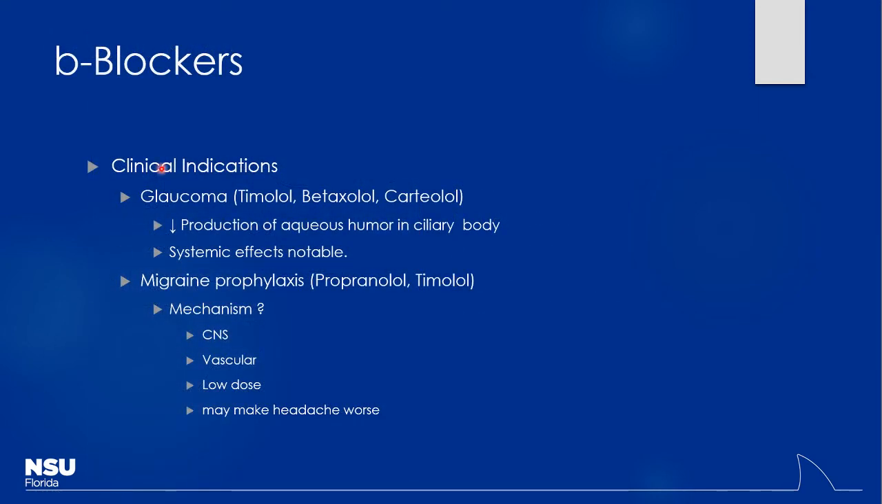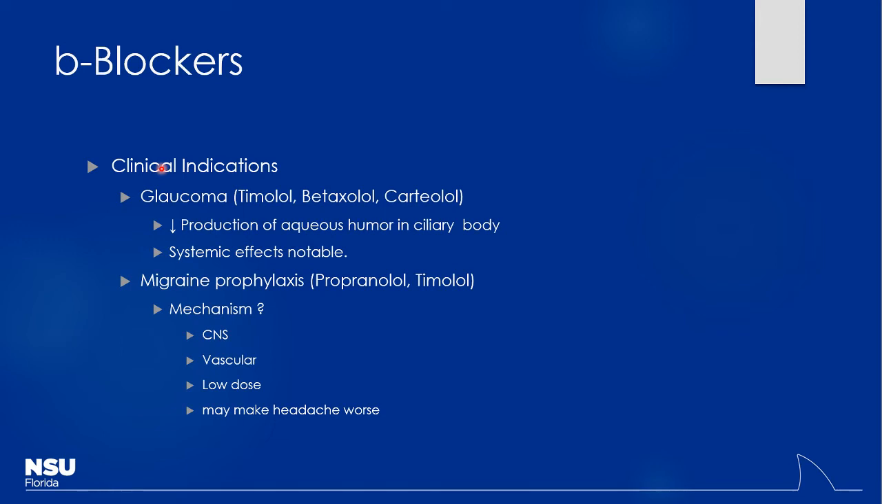Other indications, we talked about glaucoma already. It helps to decrease production of the aqueous humor there. And then for migraine prophylaxis, this one's kind of interesting because, like we said, what causes a migraine? Well, frequently it's that vasodilation that occurs there. It increases that pressure, activates that trigeminal nerve, and you see a lot of that pain associated with that.